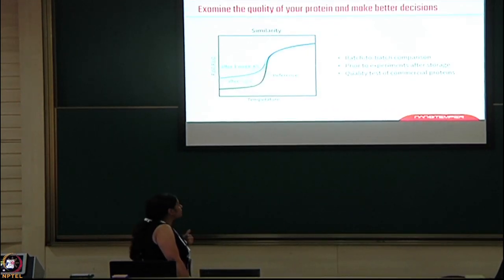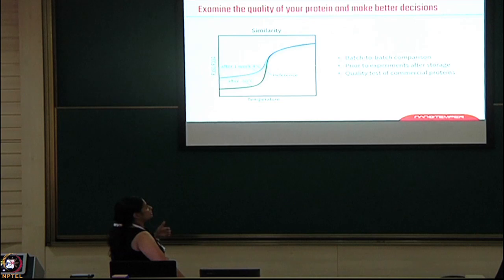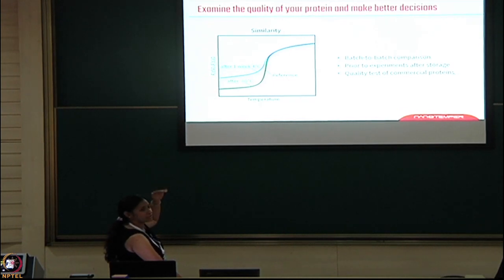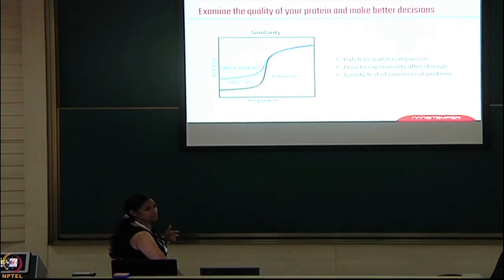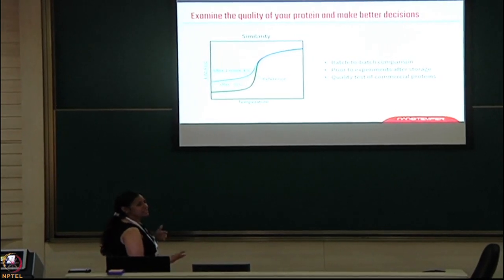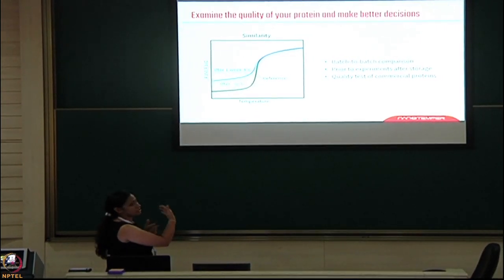Now here is one example where you have compared batch to batch screenings. Here you can see the pure protein, and a protein that has been kept at minus 80. It's almost showing a similar profile. But when it is used after 1 week, kept at 4 degrees centigrade, the profile has changed. You can see the shift has gone up. That means the protein has slightly unfolded. So you can definitely still go for the assay, but you can check the quality of the protein, how it has varied.